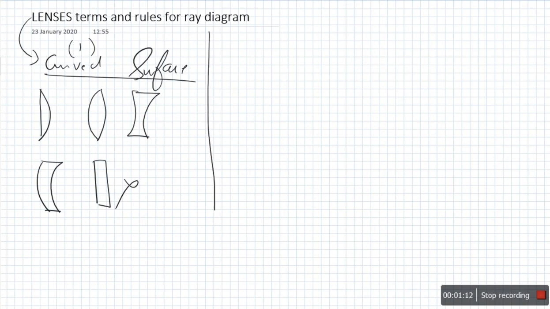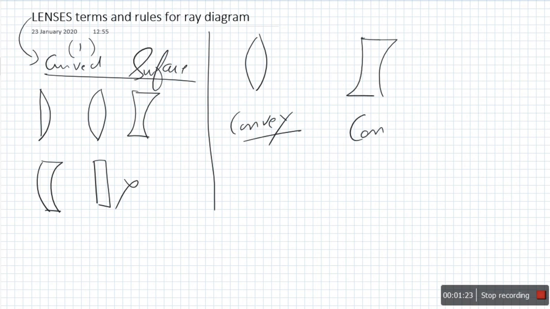Okay, right? So in our syllabus we need to study a biconvex lens, both sides convex, and a biconcave lens, both sides concave, right? So let's see what the rules for drawing a ray diagram are in our syllabus. First, let's understand the different terms which we are going to use.